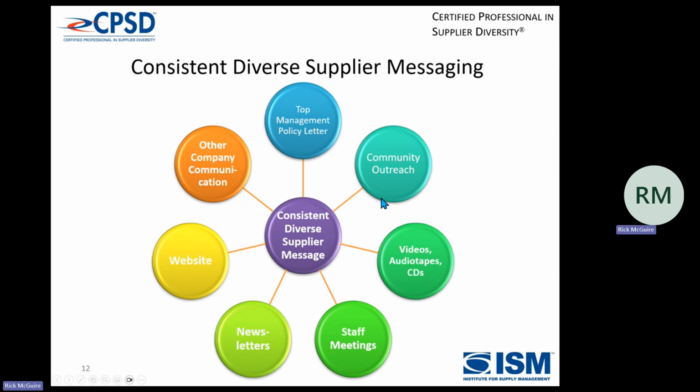Consistent diverse supplier messaging. That's in the center. You need things like community outreach, videotapes, audio CDs, staff meetings, newsletters, websites. Other company communications, top management policy letter.